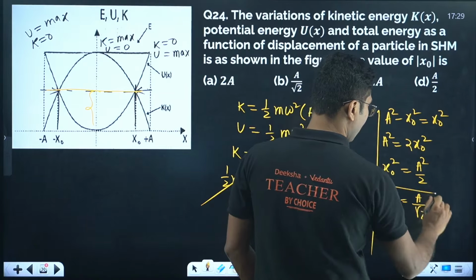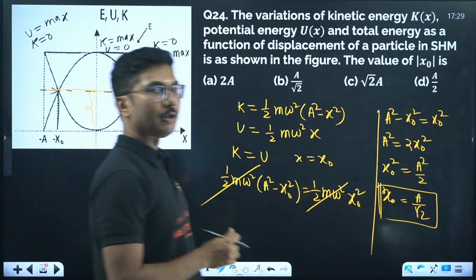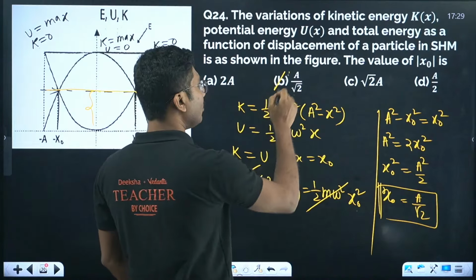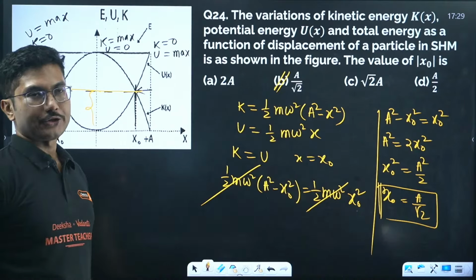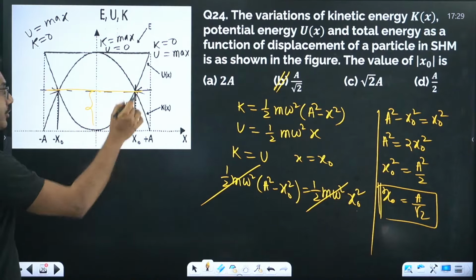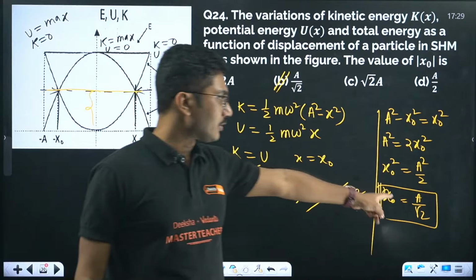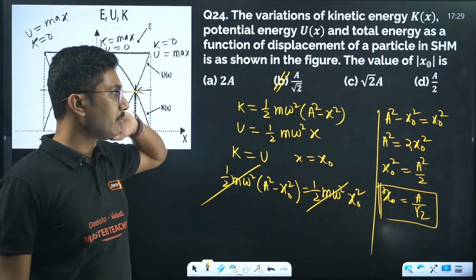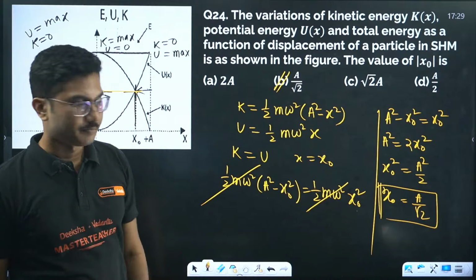So this is a small derivation that you have done in your PU1 class, that at x equals a by root 2 the kinetic and potential energy are equal. So here kinetic and potential energy are equal at x equals a by root 2. If you remember it, it's just a remembering problem. If you don't remember it, you have to solve it.